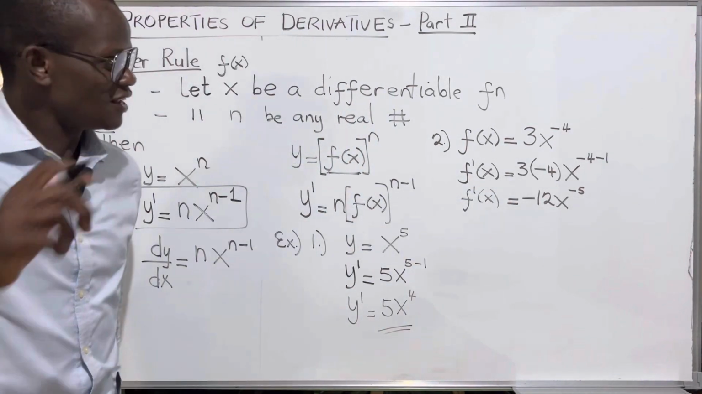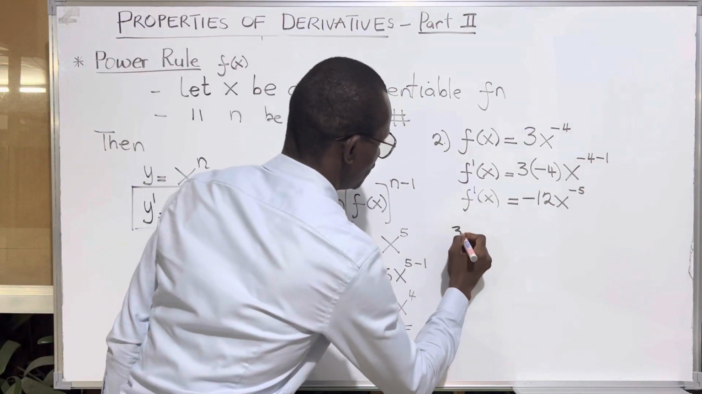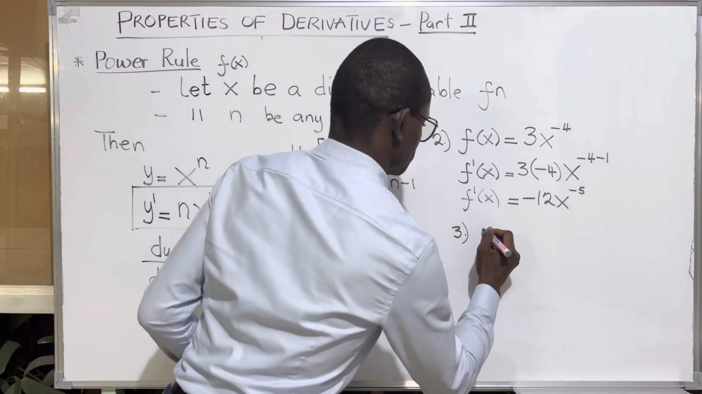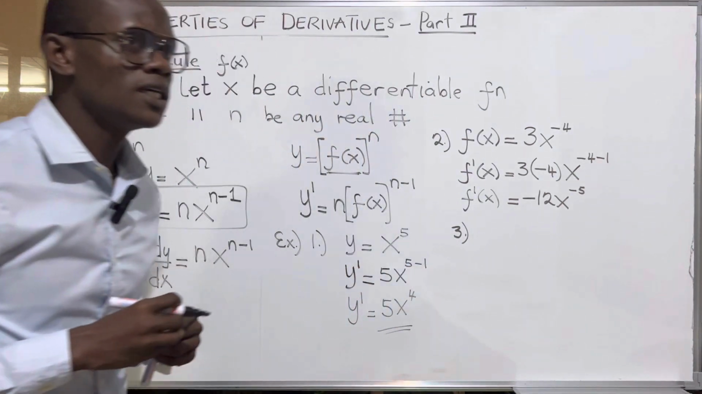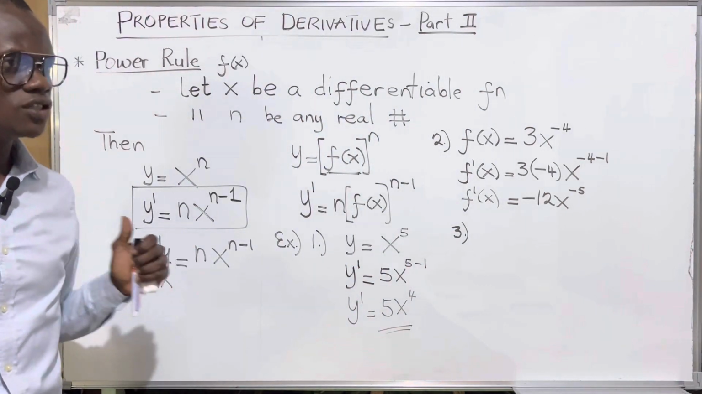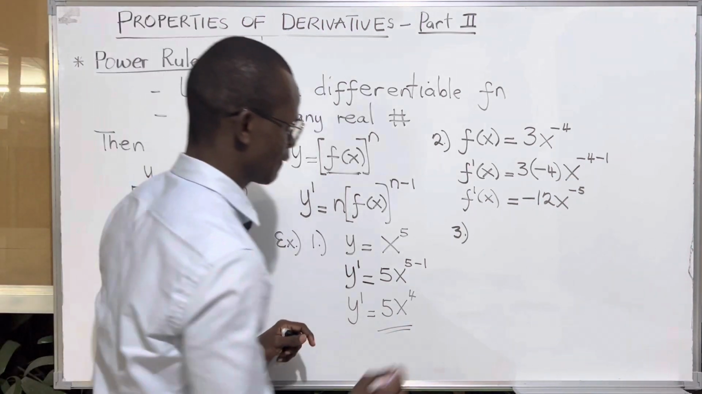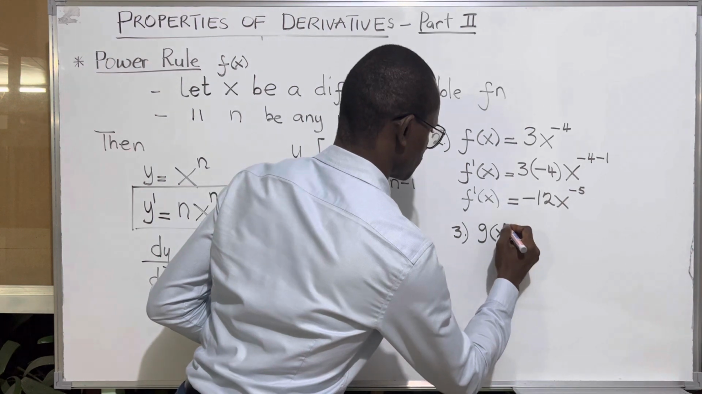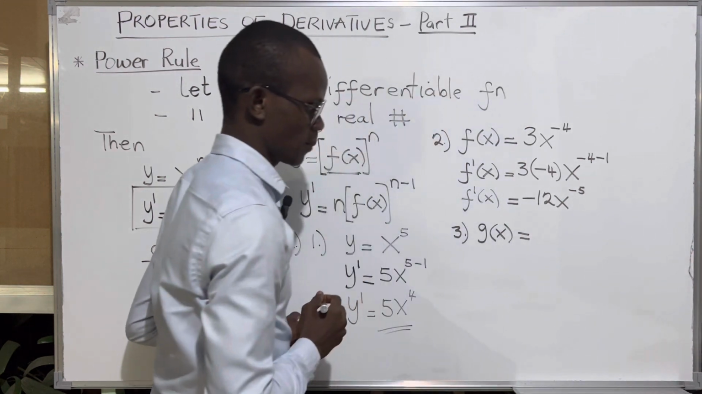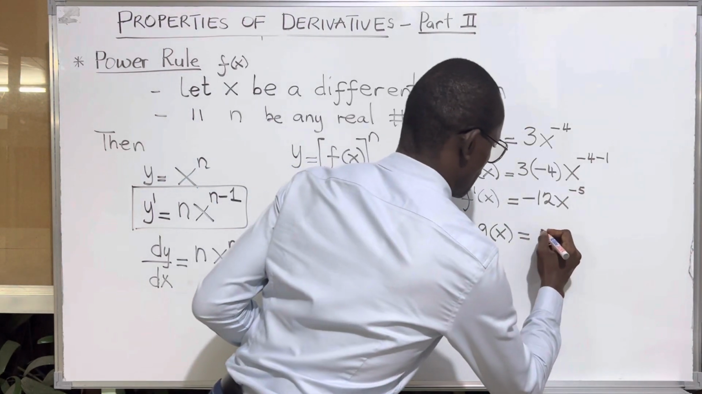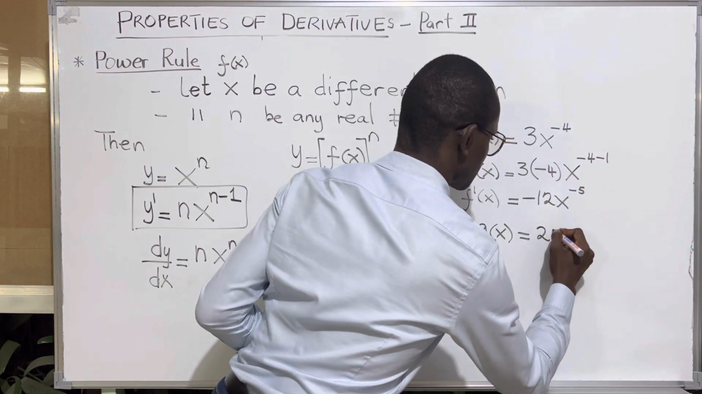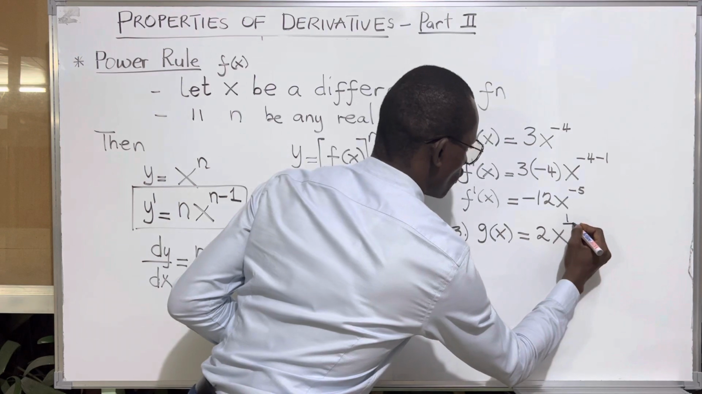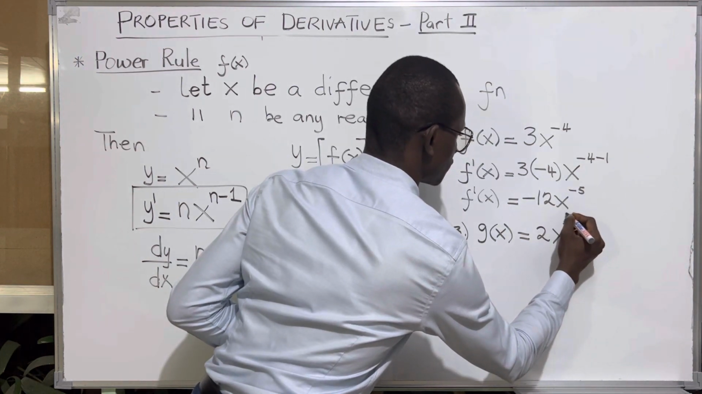Now let's solve another problem. Number 3. Let's find some fractional problems. So we say g of x is equal to 2x raised to the power 1 over 3.